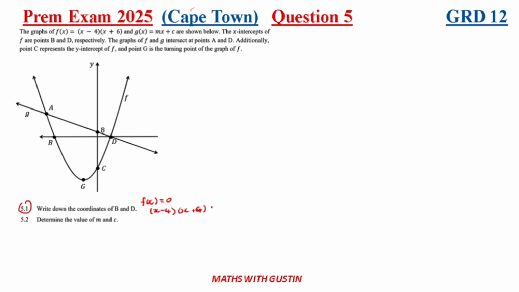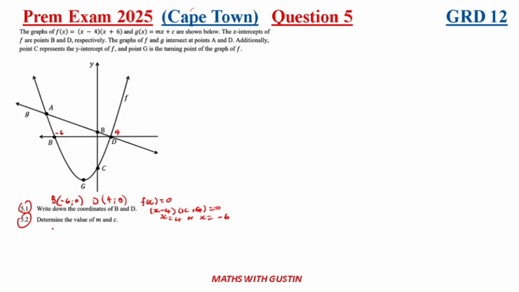So x equals 4 or x equals -6. So -6 will be here, and 4 will be this side. Remember they said the coordinates, guys, so B is (-6; 0) and D is (4; 0). Clearly show it, because if they say coordinates and you don't show the coordinates, you will not get the marks. Great stuff.